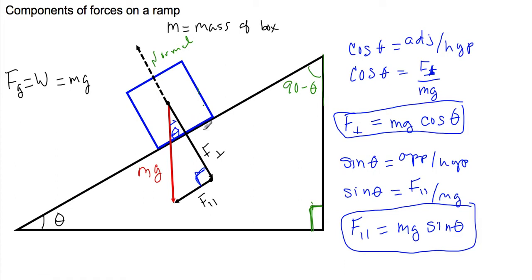So the idea of this is we're able to break this mg weight vector down into 2 components to help us solve problems later. And again, if you understand the geometry of it, you don't have to derive this every time. You can really just kind of jump to these conclusions, understanding this angle here is going to be theta.